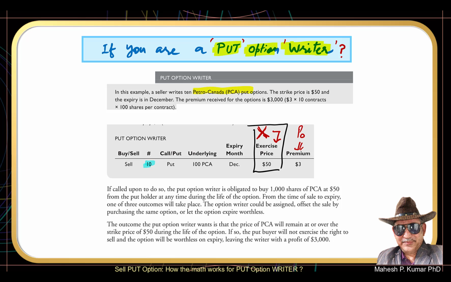and you have received a premium of $3 per share from the put option buyer, and its expiration is in coming December, and you have written 10 contracts of this put option. Now how the math would work for you? Let us discuss this thing.